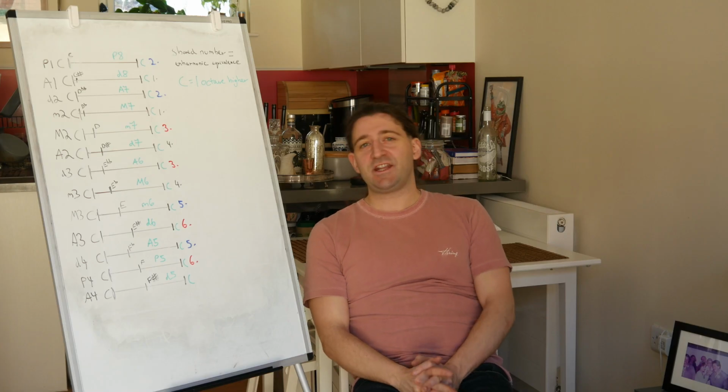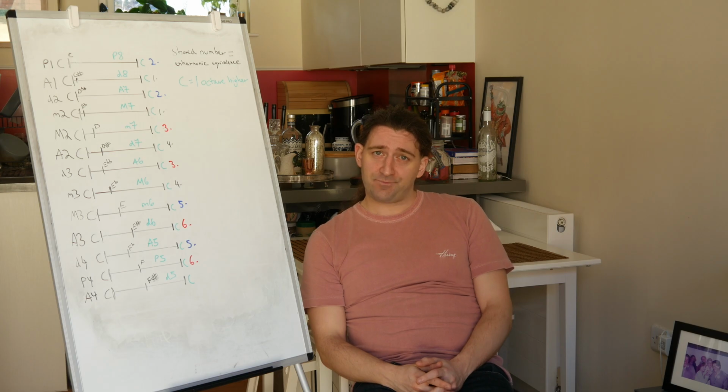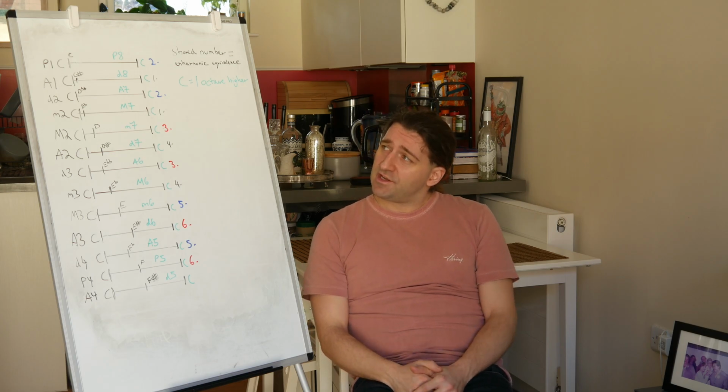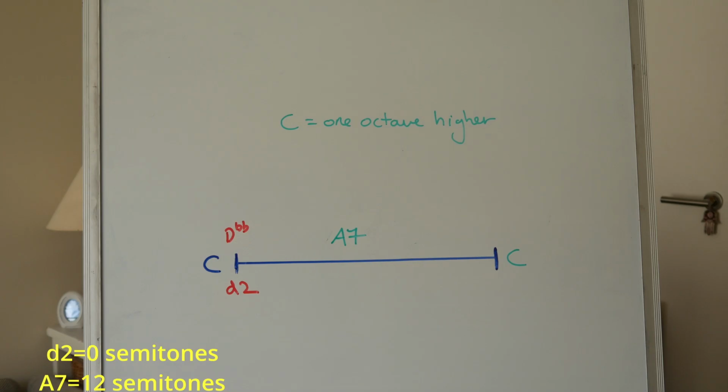So now we have a diminished second. This is enharmonically equivalent to a perfect unison, and it flips into an augmented seventh, which is enharmonically equivalent to a perfect octave. Now I must confess, I've never actually seen this before.